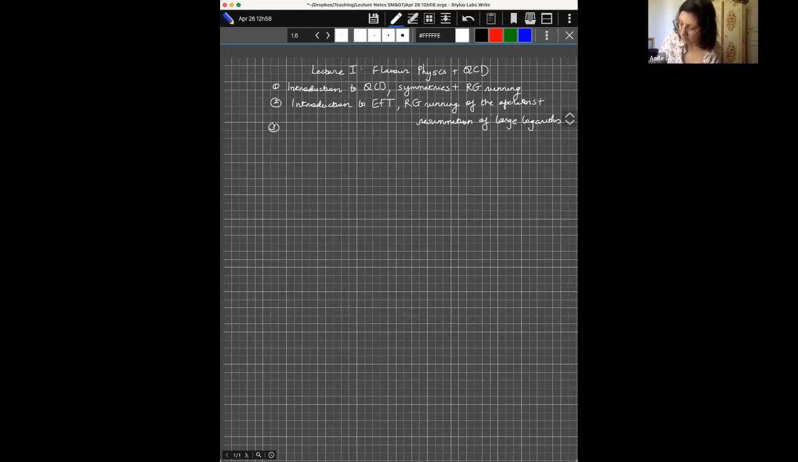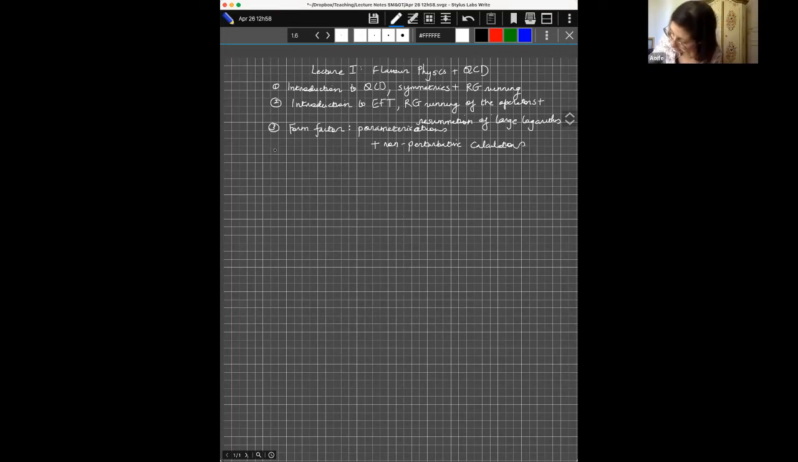Then in the third lecture, I'll talk about form factors, which play an important role, again, in flavour physics calculations. I'm going to talk a little bit about how one can parameterize them. And because that's partly what I've been working on in the past, I'm going to talk a little bit about lattice calculations for the form factors.